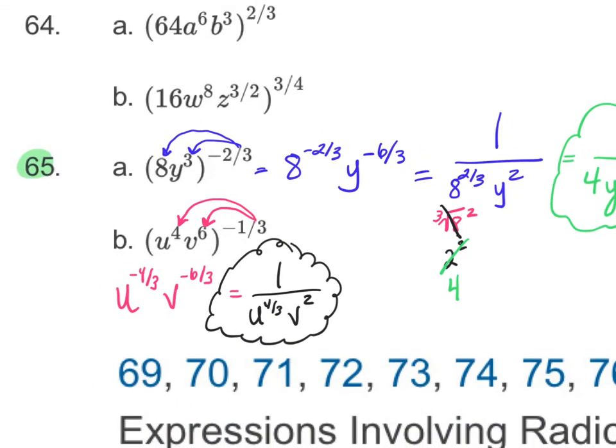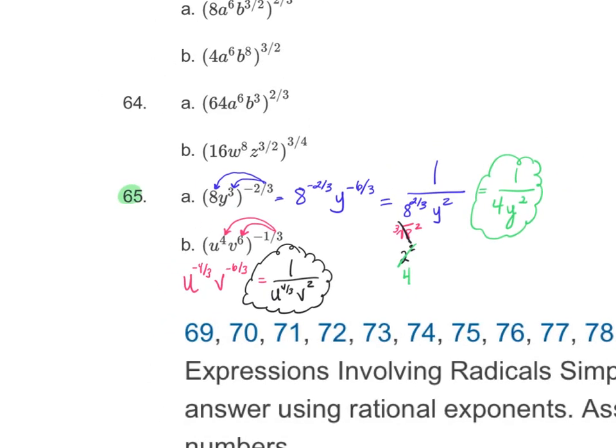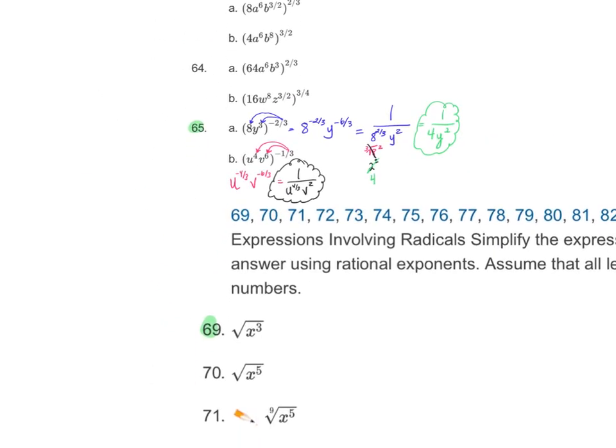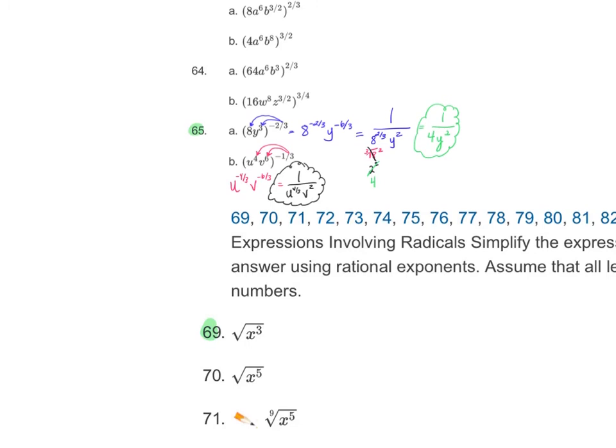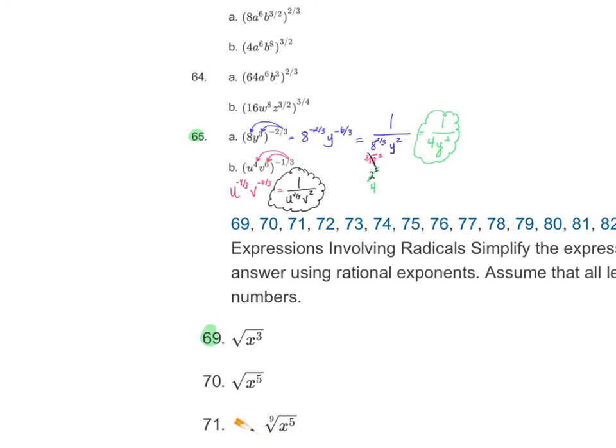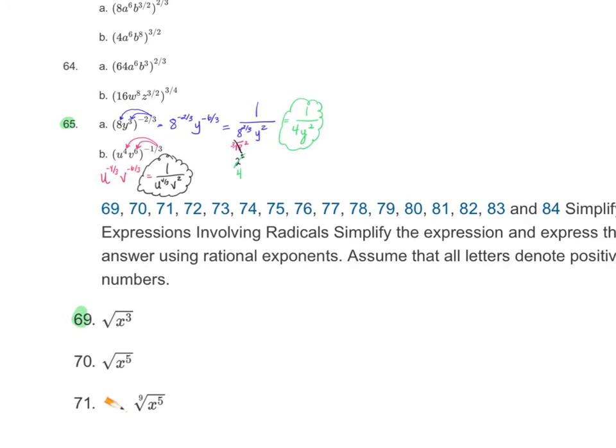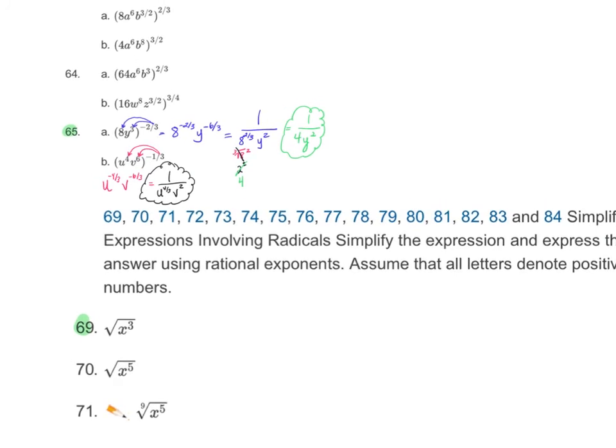Why would I not do that? You can't simplify it. Good. And what happens? Are you allowed to have a radical in the denominator? No, you don't want to do that. So just leave it.